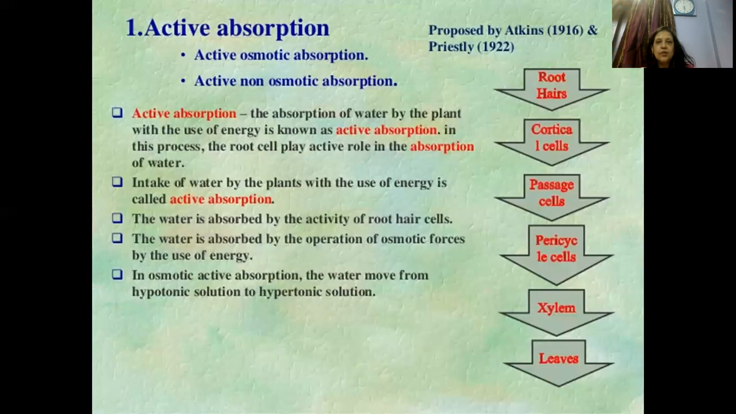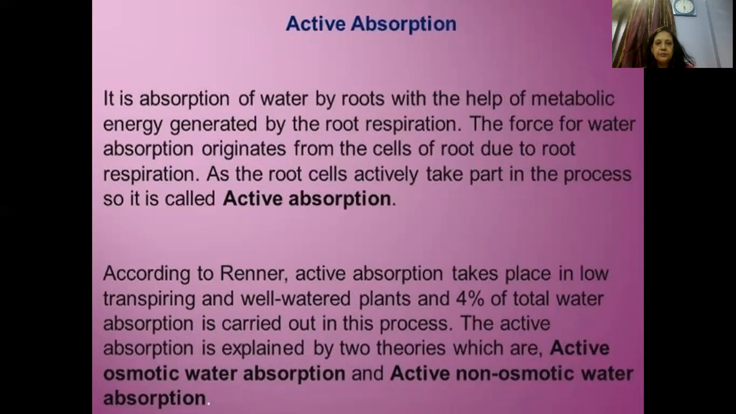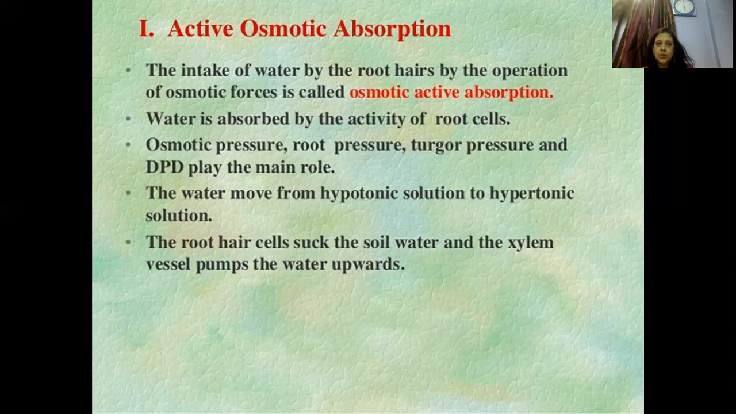Like in the previous slide we saw, active absorption is of two types: active osmotic absorption and active non-osmotic absorption. Okay, so here they are explaining the same. There are two kinds. Now what is active osmotic absorption? The intake of water by the root hairs by the operation of osmotic forces is called osmotic active absorption. Okay, so water is absorbed by the activity of the root cells.